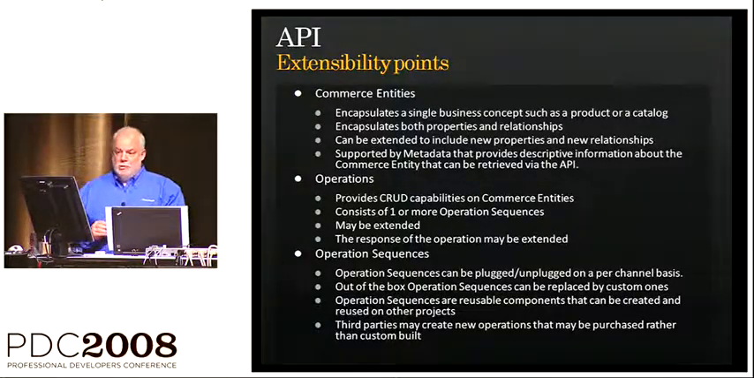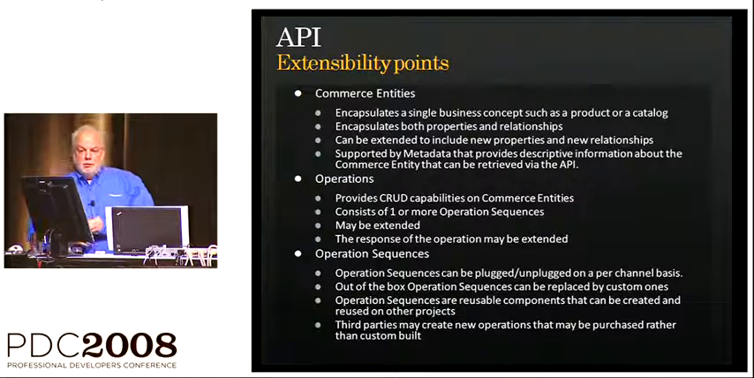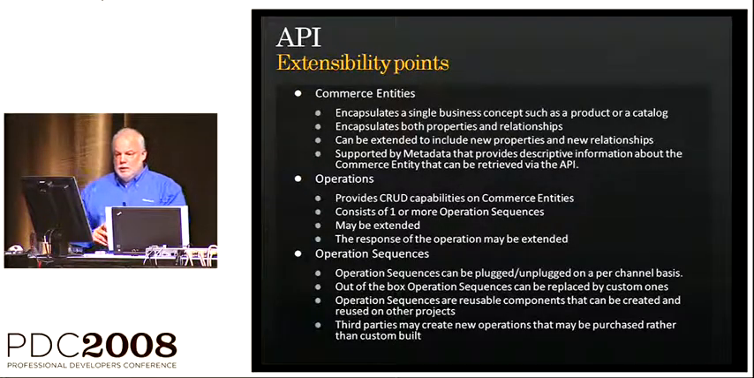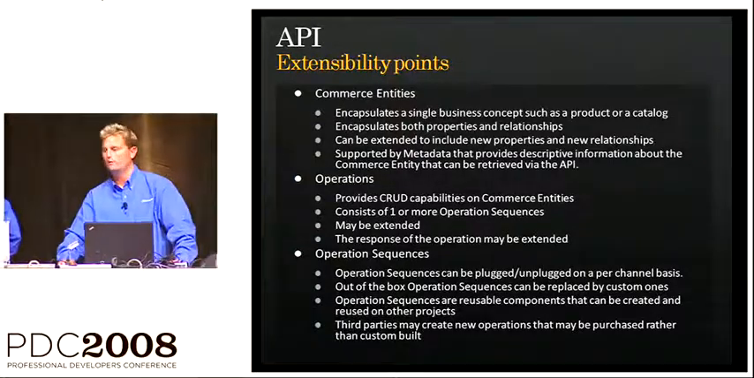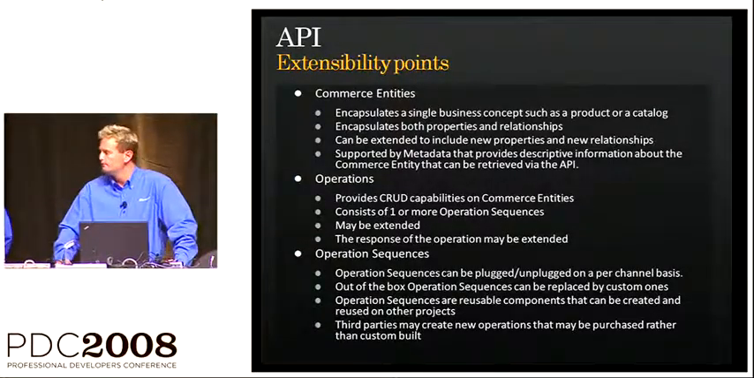retrieved via the API. You can retrieve its property list. You can retrieve its list of relationships. Operations provide the CRUD capabilities on commerce entities. So create, read, update, delete. The core of what you want to do when you're querying data, when you're working with commerce data.